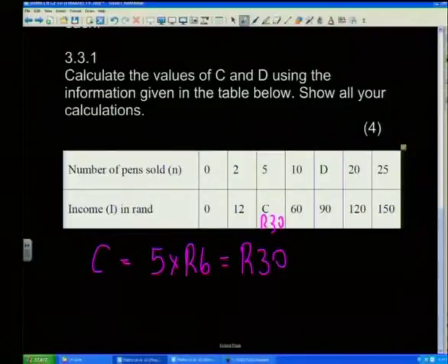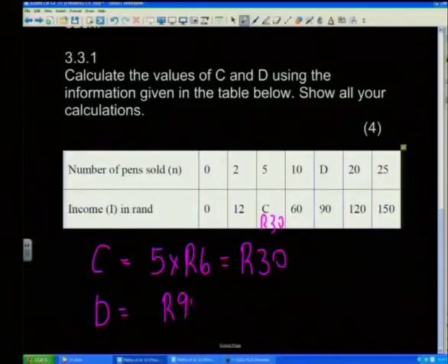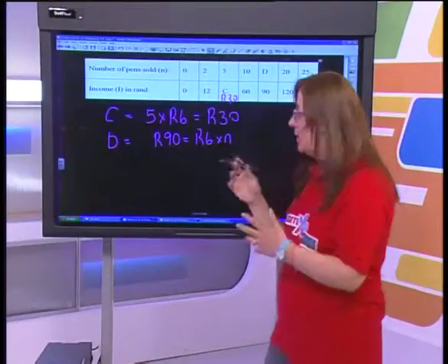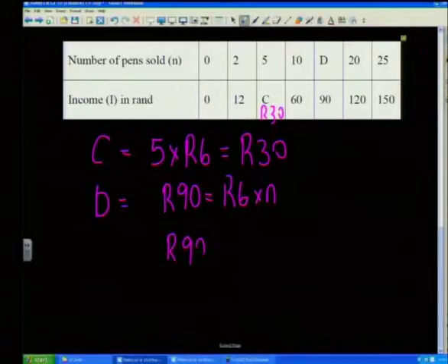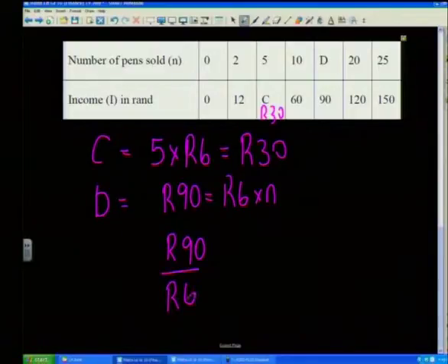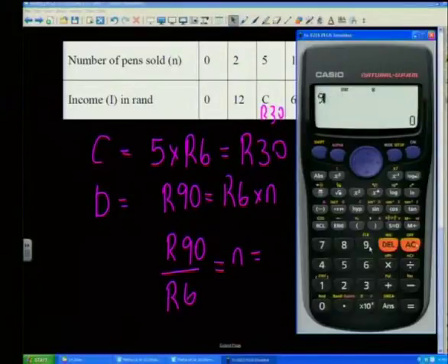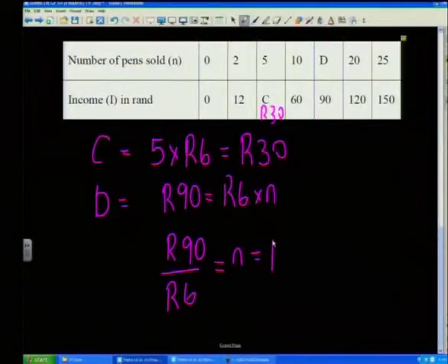Okay. And finally, D, we're working backwards, but this is a whole lot easier than the one where we had our fixed cost, because for D, we know that they had 90 Rand, and that was 6 Rand times the number of pens. So in this case, we're again going to do the opposite of what we did. We're going to take our 90 Rand and divide by 6 Rand to get how many pens we sold. That is 90 divided by 6. I'll do this on the calculator. Right, it is 15 pens. So they sold 15 pens. And we can type that in there.